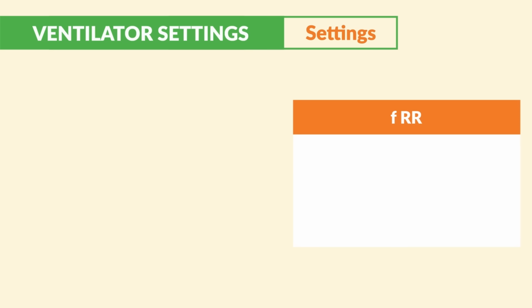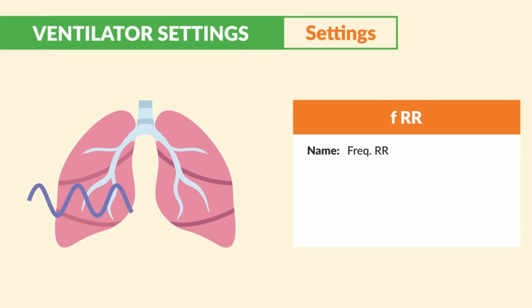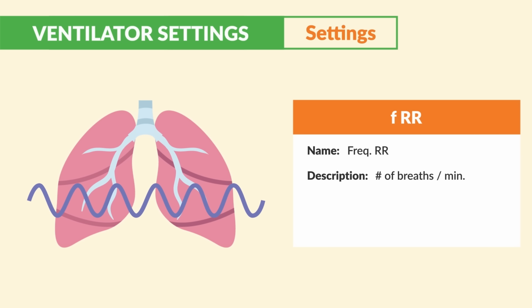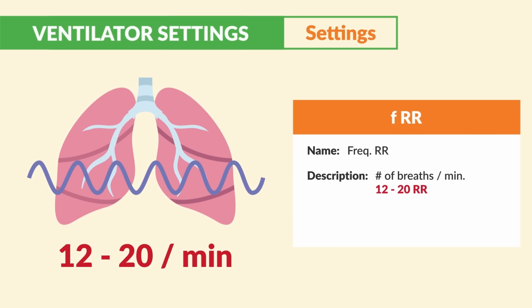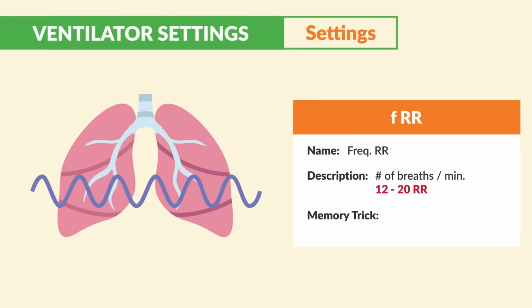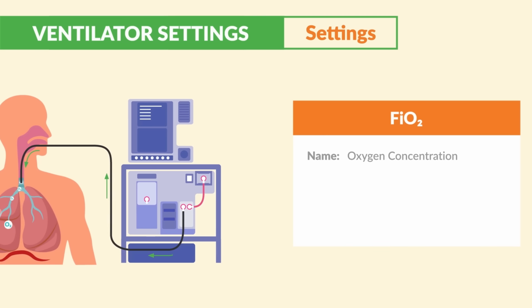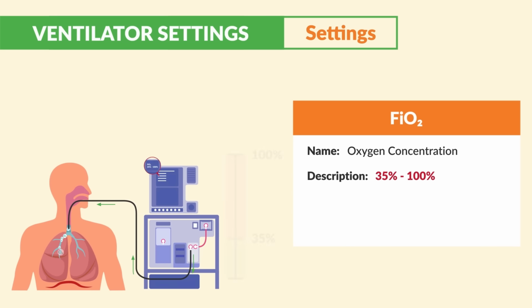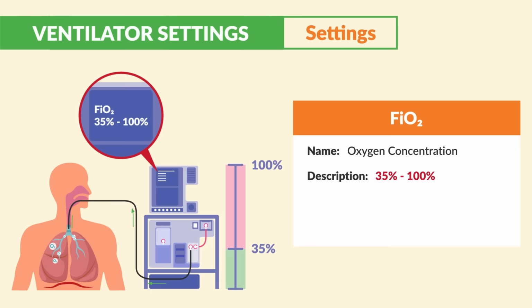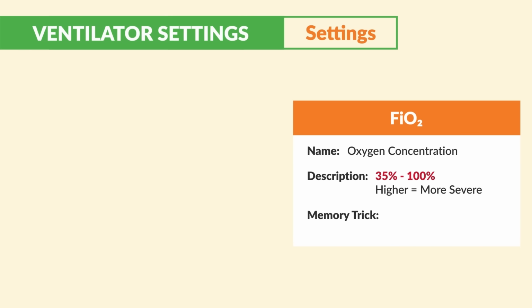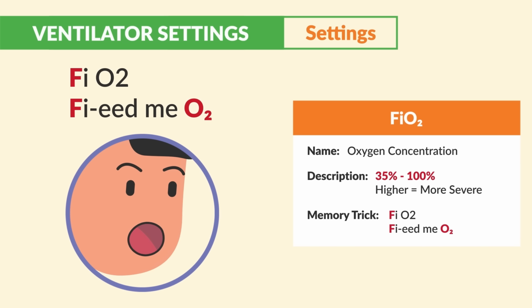Next is FRR. This is our frequency of respirations, just the number of breaths per minute. Like your normal vital signs, 12 to 20 is the typical setting here. The memory trick: just think FRR as freaking respiratory rate, man. Okay, next is FiO2. It's our oxygen concentration, typically between 35 to 100%. Naturally, the higher the oxygen percentage, the more severe the patient is. The memory trick for FiO2: just think FiO2 for feed me O2.